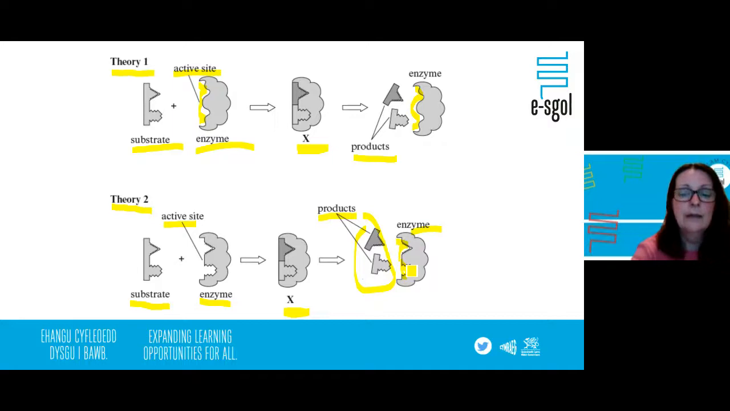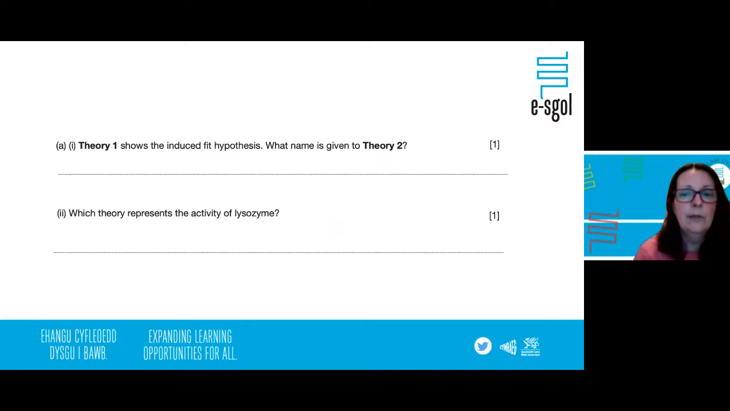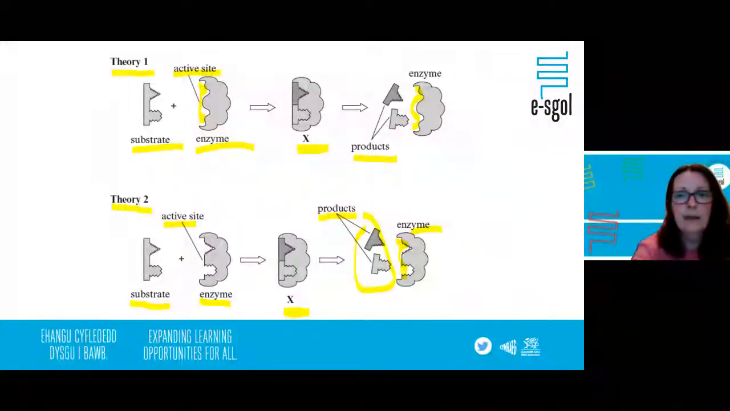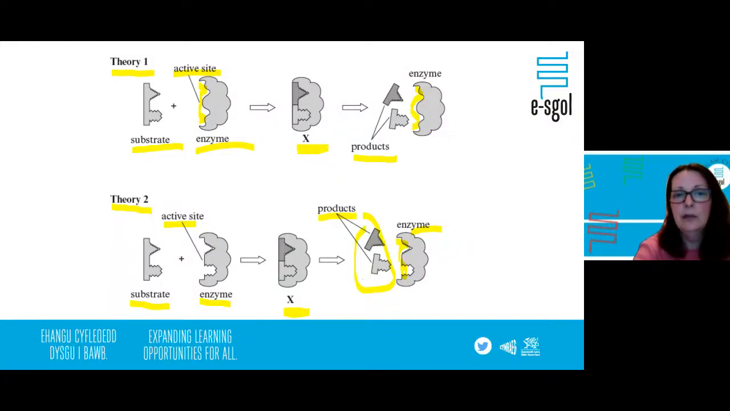Okay, so let's have a look at what the exam question is asking us now. So theory 1 shows the induced fit hypothesis. What name is given to theory 2? So let's just go back. So it tells us that theory 1 is the induced fit. And if you remember, we mentioned this previously.